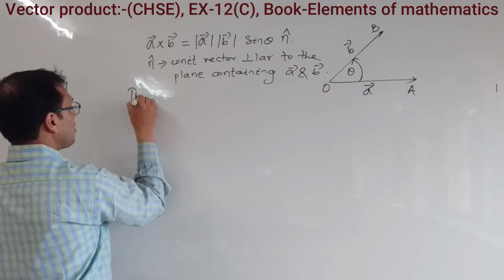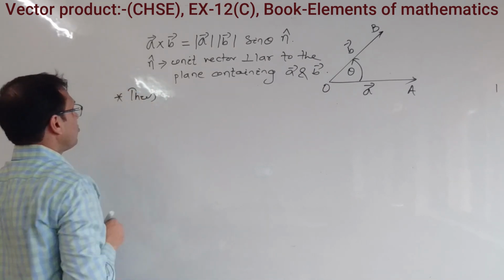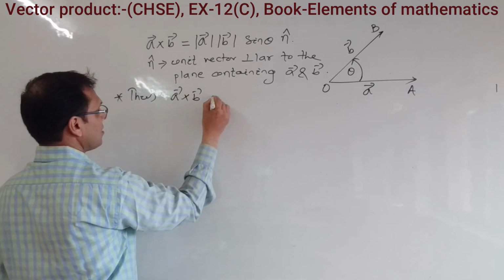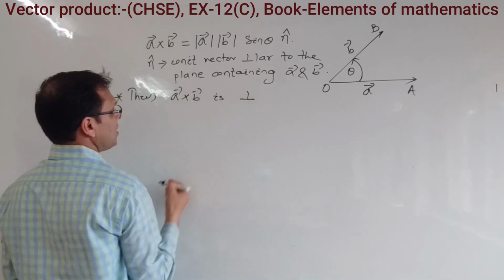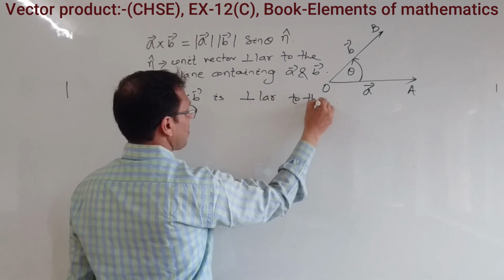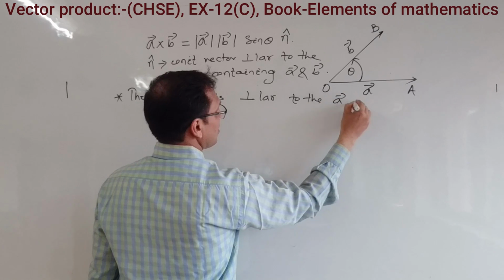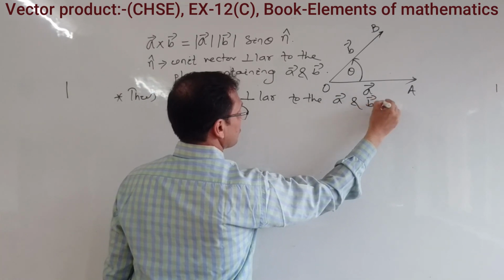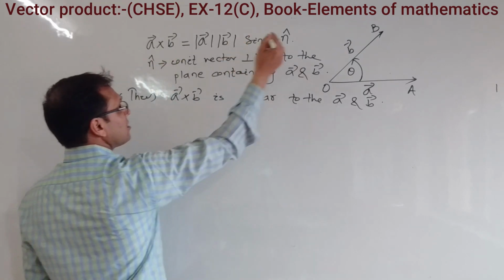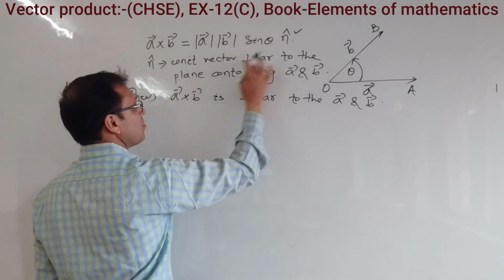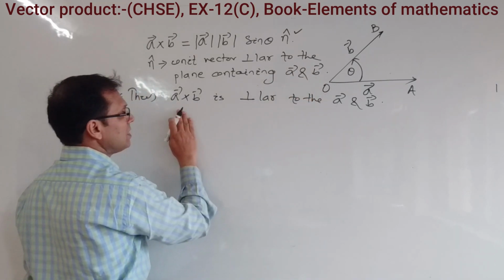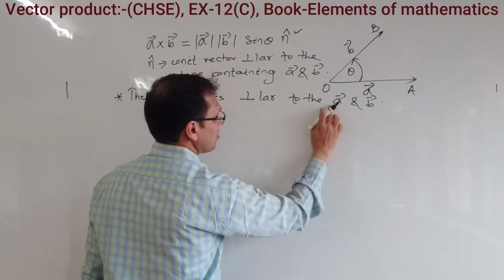Thus you can write a note: a vector cross b vector is also perpendicular to the vector a as well as b vector. Why? Since a cross b is in the direction of n cap, and n cap is perpendicular to the plane containing a vector and b vector, that's why a cross b is always perpendicular to a vector as well as b vector.